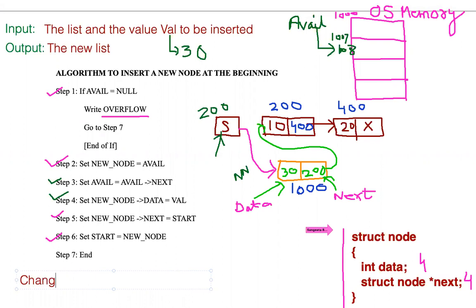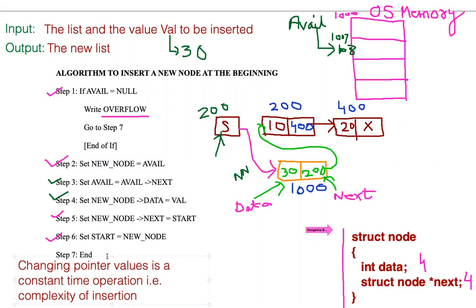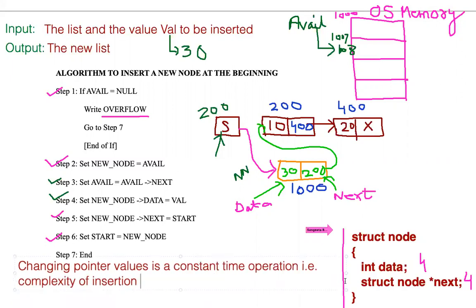And changing pointer values is a constant time operation. That is, the complexity of insertion is order of 1, because we are only changing a few pointer values, which is a constant time operation. So insertion at the beginning of a linked list is order of 1.